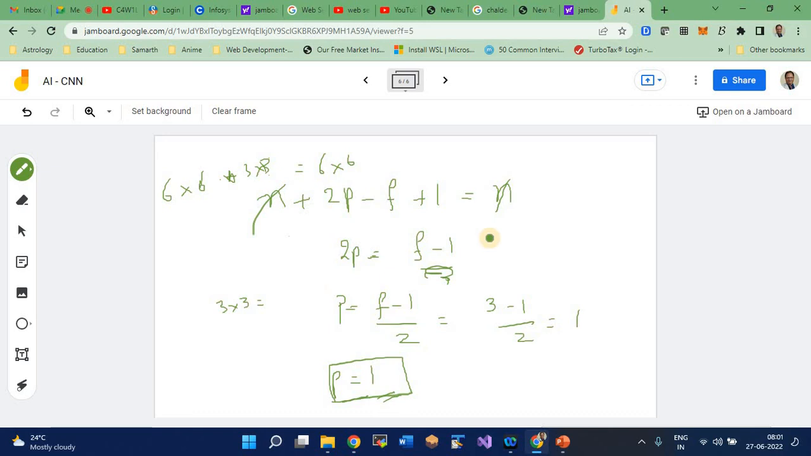I hope I made sense today up to the padding part of it. Tomorrow we will look at strided convolution, and after that we will look at color images and how color images will work. Okay, I hope I made sense.